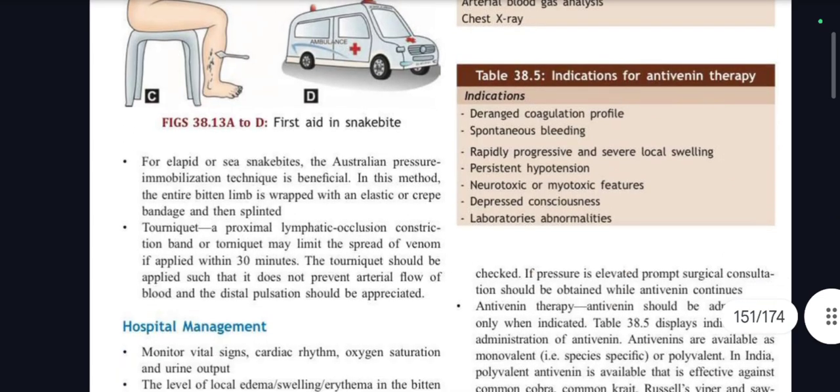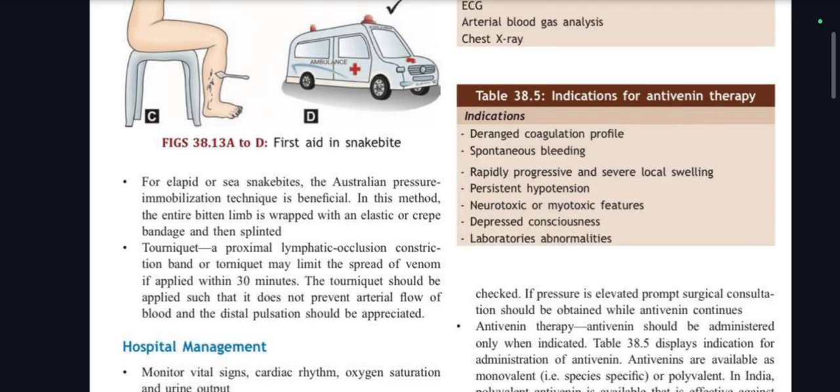So for elapid or sea snake bites, the Australian pressure immobilization technique is beneficial. In this method, the entire bitten limb is wrapped with an elastic or crepe bandage and then splinted. Splinted means it is given support. Tourniquet, a proximal lymphatic occlusion constriction band, or tourniquet may limit the spread of venom if applied within 30 minutes. The tourniquet should be applied such that it does not prevent the arterial flow of blood, and the distal pulsation should be appreciated. So the same thing I told you earlier, you have to avoid the compression of arteries.